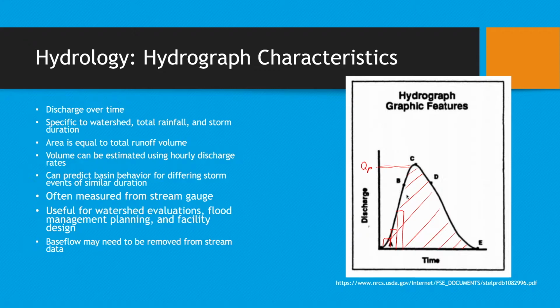Now, these are specific to a watershed, the total rainfall for that rain event, and the storm duration. These are the three kind of factors that go into making a natural hydrograph. And a natural hydrograph is really just, exactly as we've described it. It's the plot of discharge over time, probably as measured in a stream gauge.